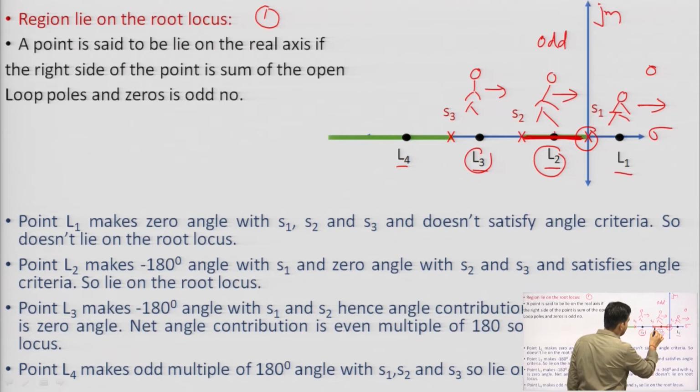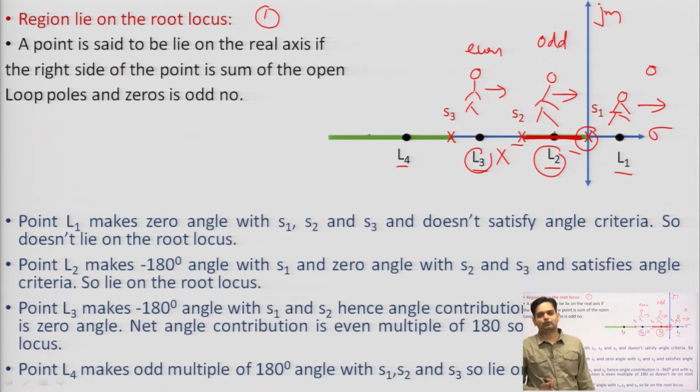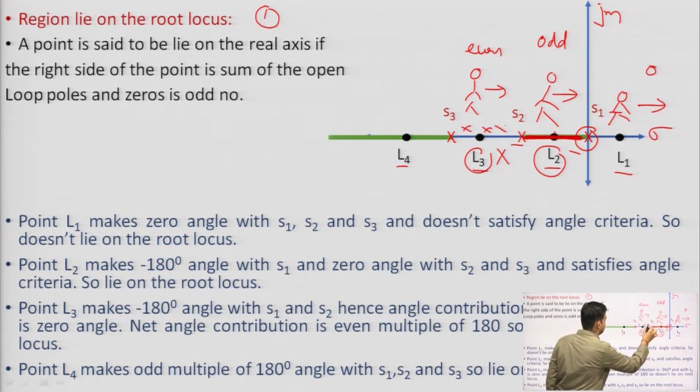So, if I count on the real axis, only 2 poles are here. Now, my count is even. It means this portion, the area between the 2 poles, will not lie on the root locus. Okay. So, this portion will not lie on the root locus.